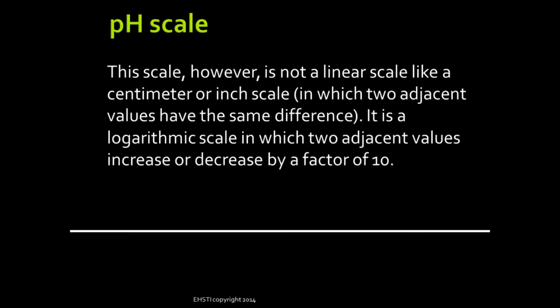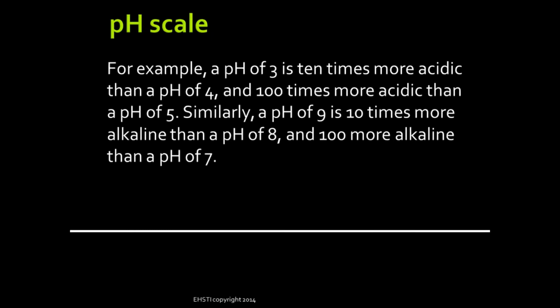The pH scale, however, is not a linear scale like a centimeter or an inch scale, in which two adjacent values have the same difference. It is a logarithmic scale in which two adjacent values increase or decrease by a factor of 10. For example, a pH of 3 is 10 times more acidic than a pH of 4, and 100 times more acidic than a pH of 5. A pH of 9 is 10 times more alkaline than a pH of 8, and 100 times more alkaline than a pH of 7.